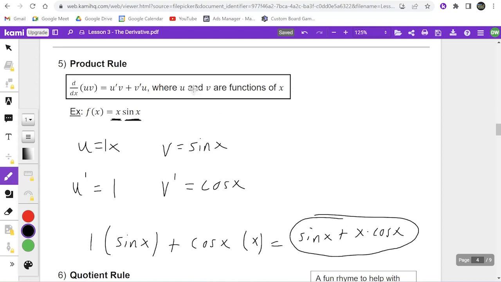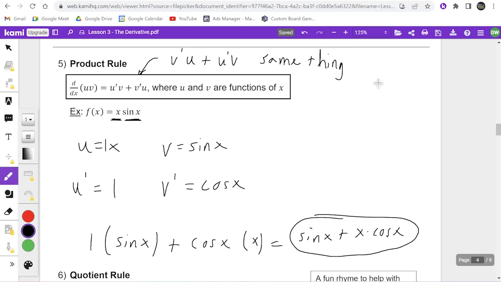Another thing worth mentioning with the product rule is that, see how it's u prime times v plus v prime times u? The good news is you can flip the order of this. In other words, you can say v prime times u plus u prime times v. It's the same thing. The order doesn't matter.